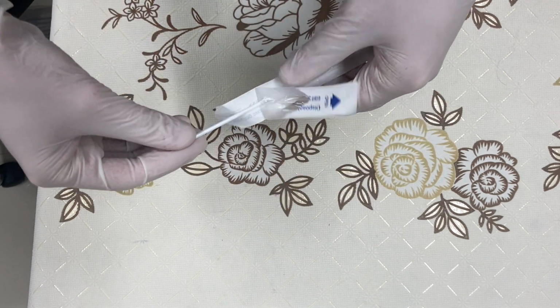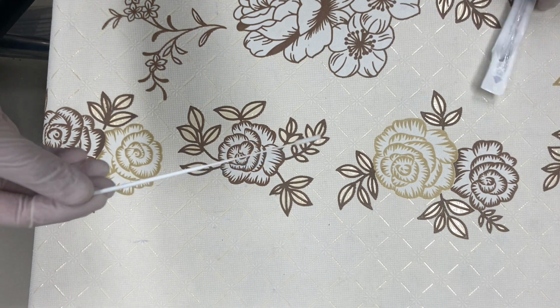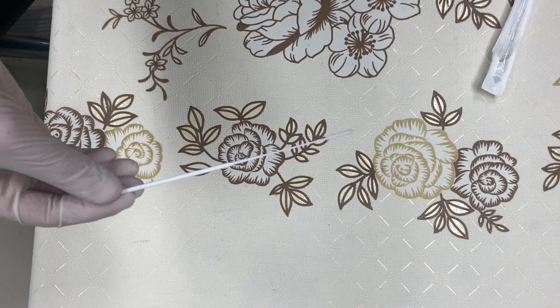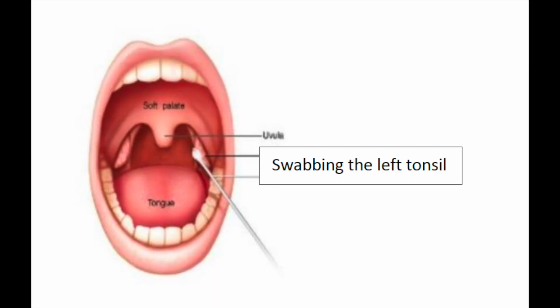Do not touch the soft tip with your hands and hold the end of the shaft between the thumb and the forefinger. The swabbing procedure should only be conducted under direct visualization of the back of the throat. Ask the patient to say "ah." This should help you to see the back of the throat.